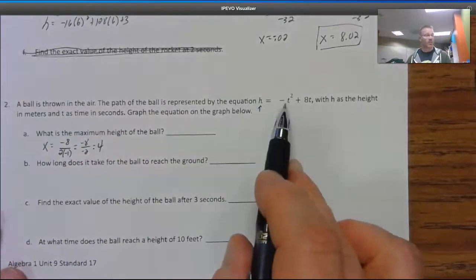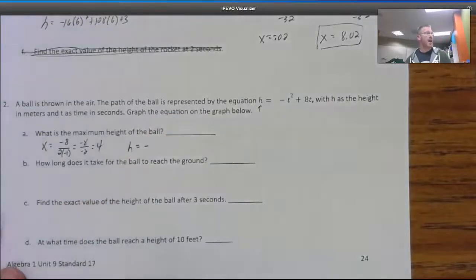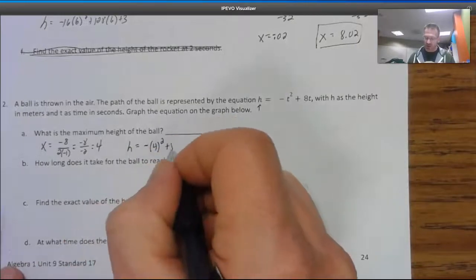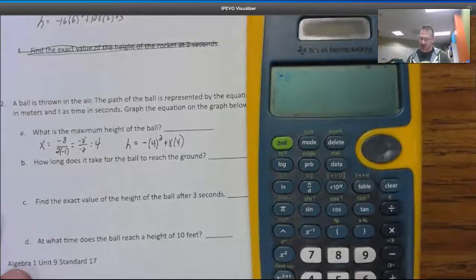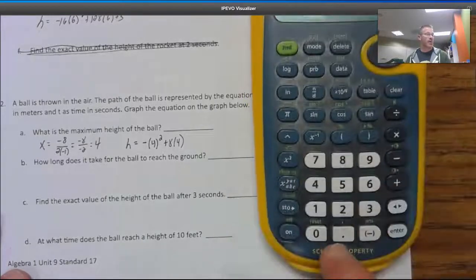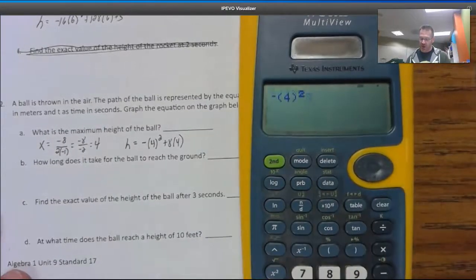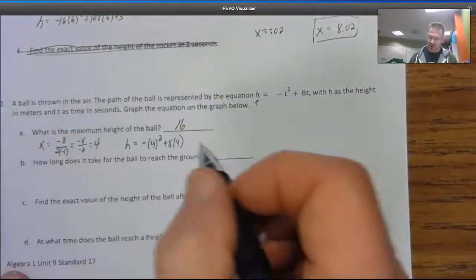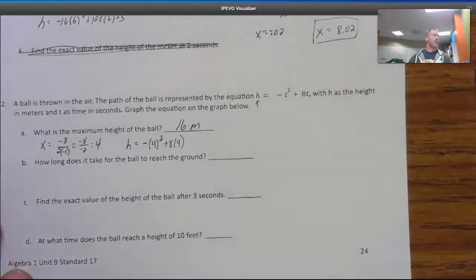Now I have to plug that in to find that maximum height. So negative, now that negative is on the outside, and then I'm going to open my parentheses and do 4 squared, plus 8 times 4. Let's just type that like it looks. Make sure you use the negative symbol down here and not the minus symbol when you need the negative. Open parentheses, squared, plus 8 times 4. That tells me it reached a maximum height, and this time we know the units is meters, so 16 meters.